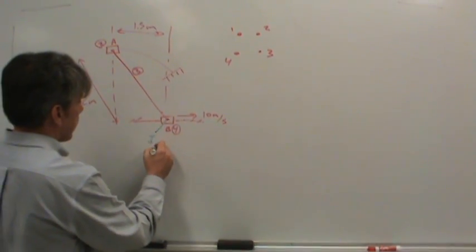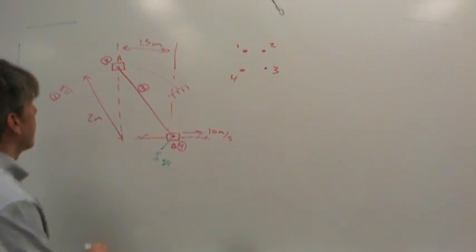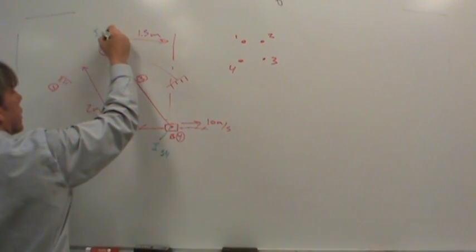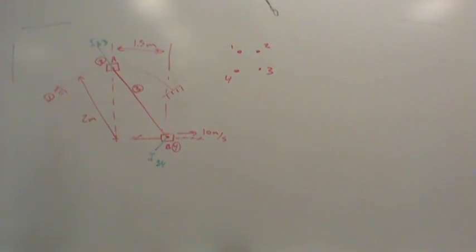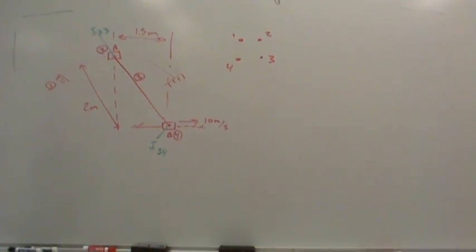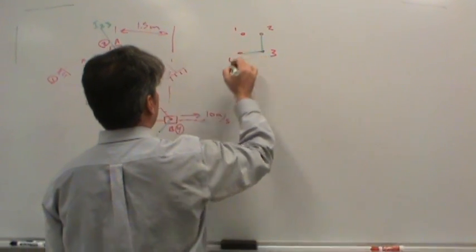Actually, it's 3 and 4. This pin has the same speed on body 3 as it has on body 4. On the other hand, the instant center between 2 and 3 is here at the pin to body A. All right, well, that's 2 of them. That's 2, 3, and 3, 4.